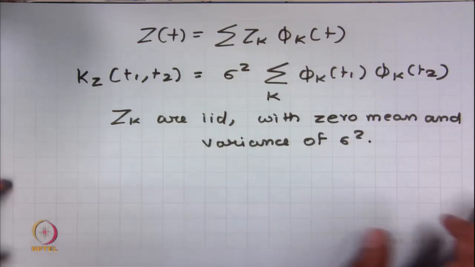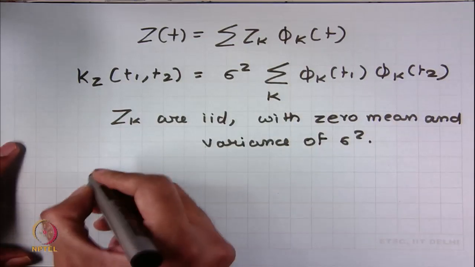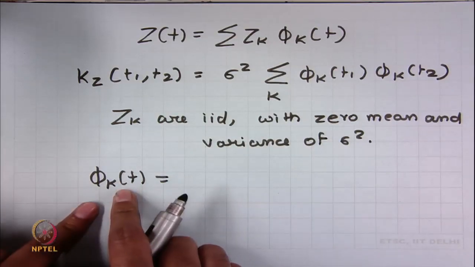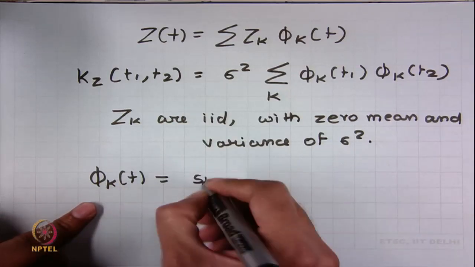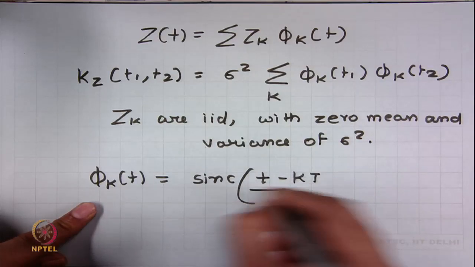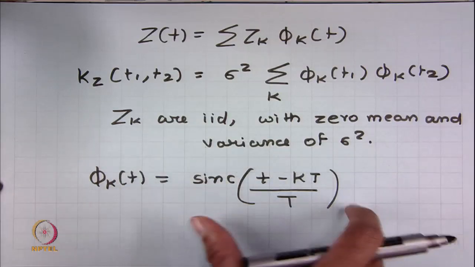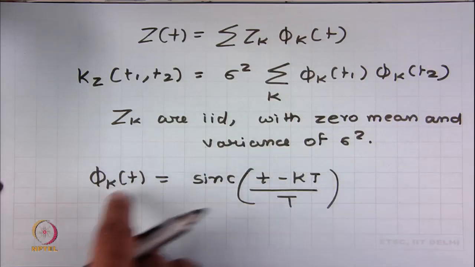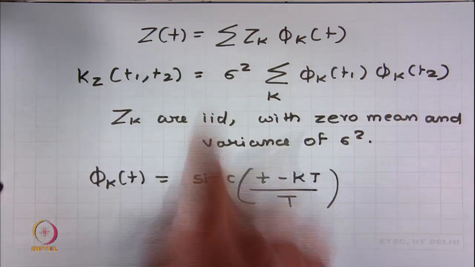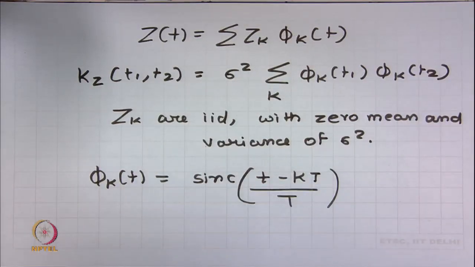Okay. Now, let us assume that phi_k(t), so now we are specializing it to the case where phi_k(t) is nothing but the sinc function. As in the previous examples also, I have illustrated the case where we assume this phi_k(t) as a sinc function. So, what is the covariance if my phi_k(t) takes a sinc form? Let us see, it is interesting.